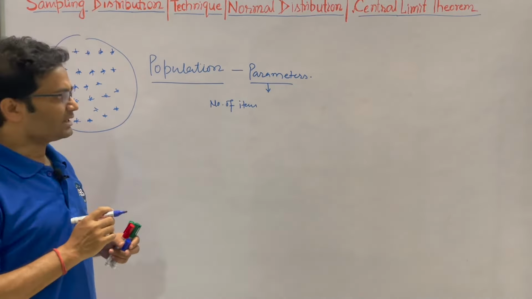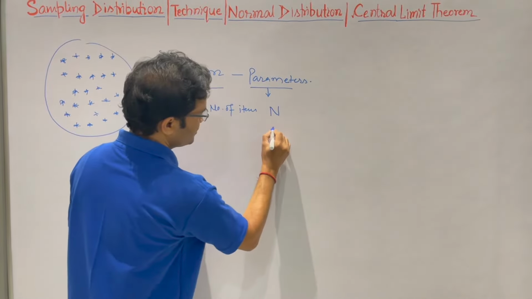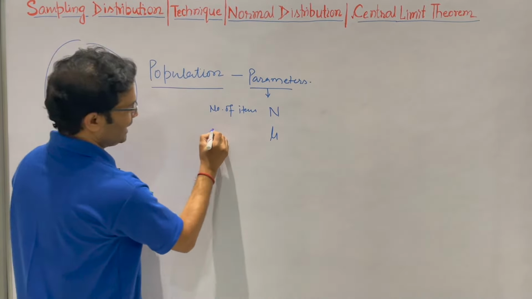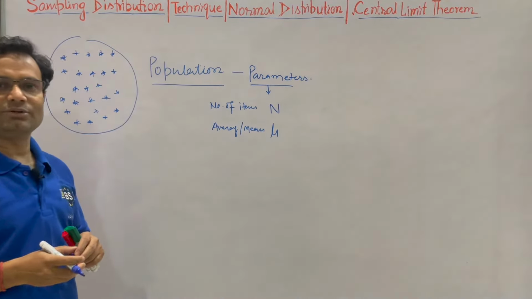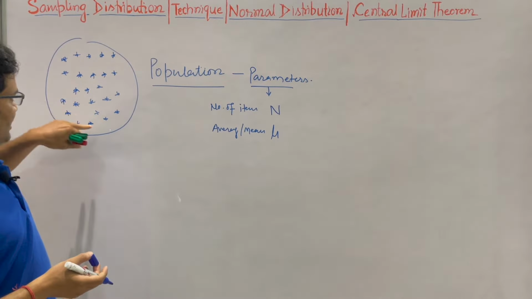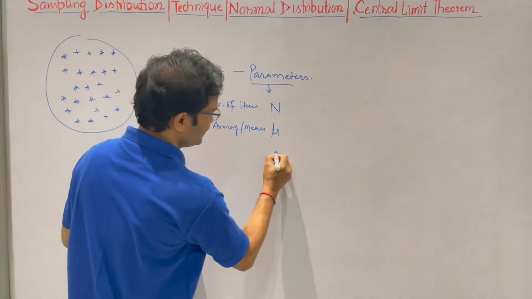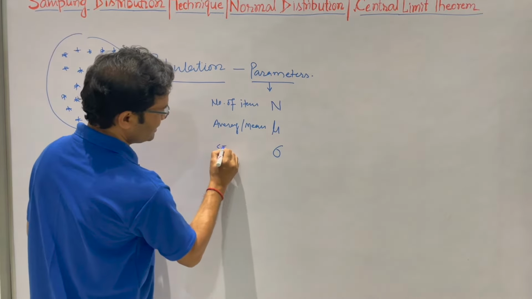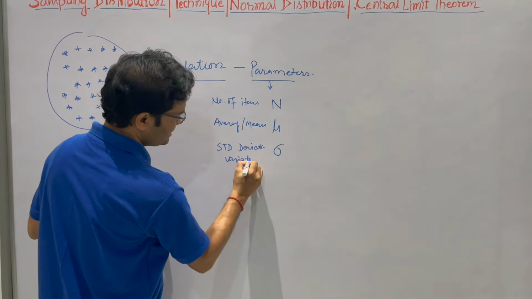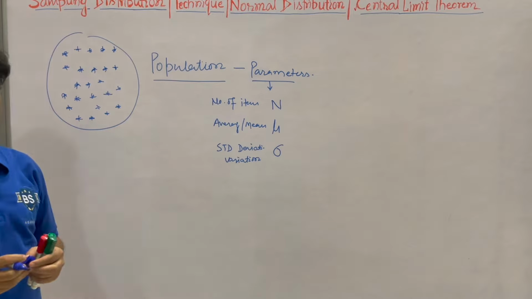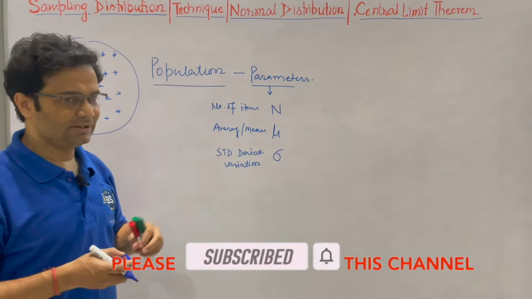So there are some parameters in the population. The number of items will be denoted by capital N. And this is called mu, that is the average or mean. So suppose you are interested in finding the average age, so what do you do? You add all the ages and divide by N, right? That is the average age. And third is sigma, that is the standard deviation, or you can also say the variation. This sigma will explain how many varieties of data there are, what is the variance among that data set.